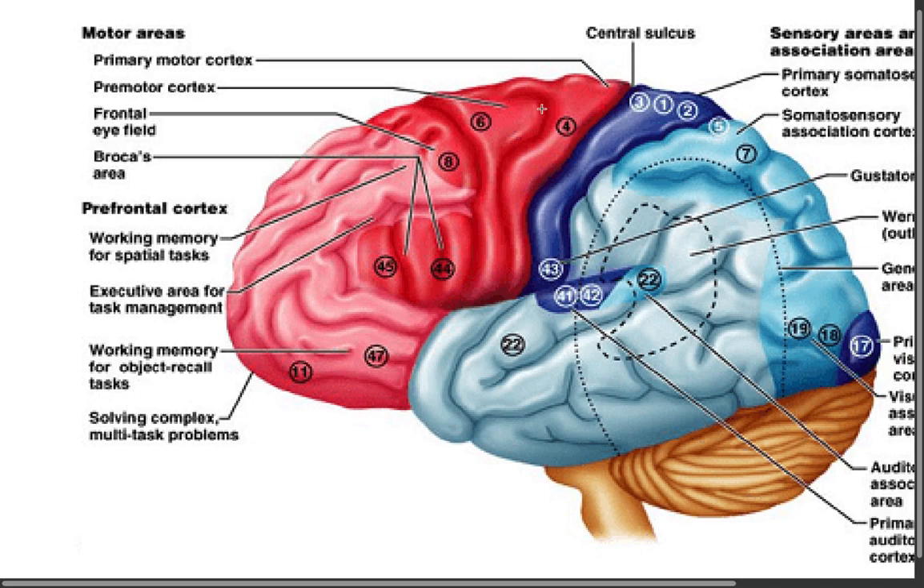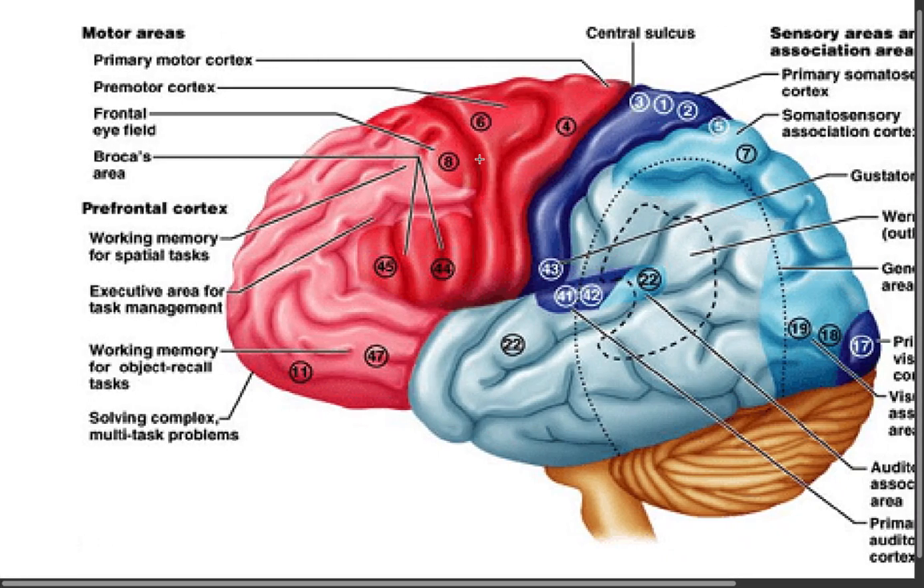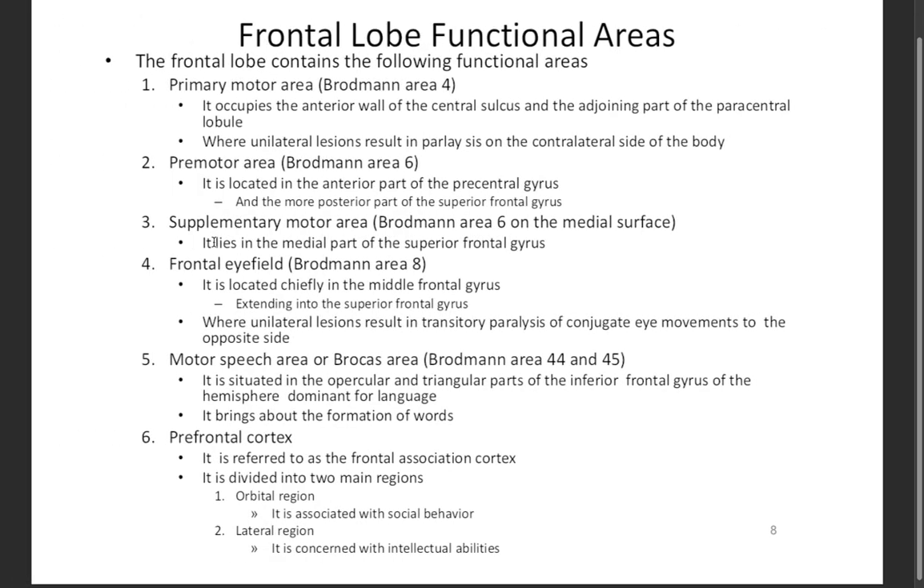We said anterior to the precentral sulcus and with the superior frontal gyrus. Third of them is the supplementary motor area, Brodmann area 6 on the medial surface. It is area 6, but on the medial surface. It lies in the medial part of the superior frontal gyrus.